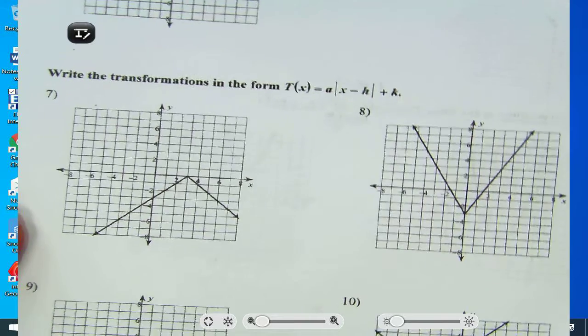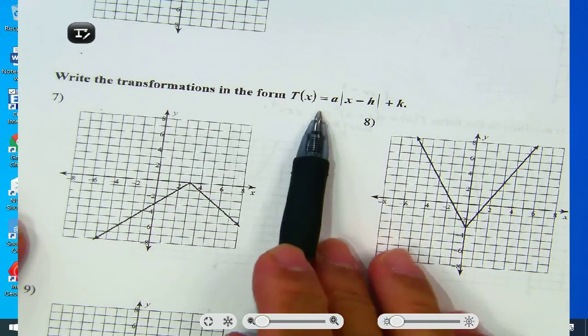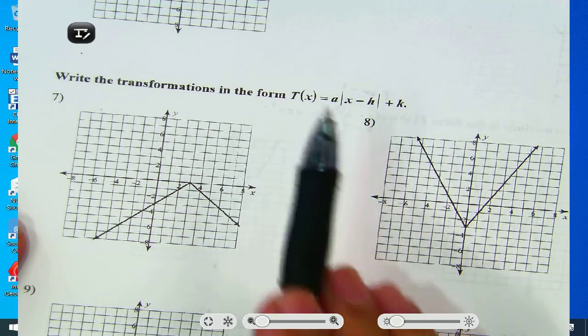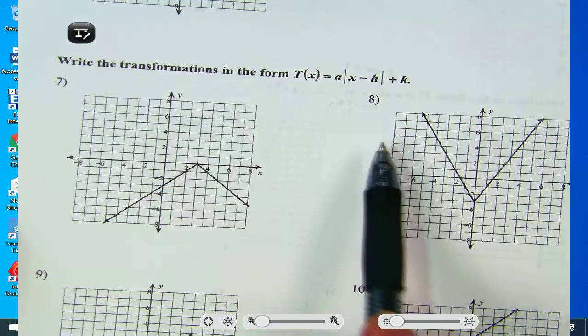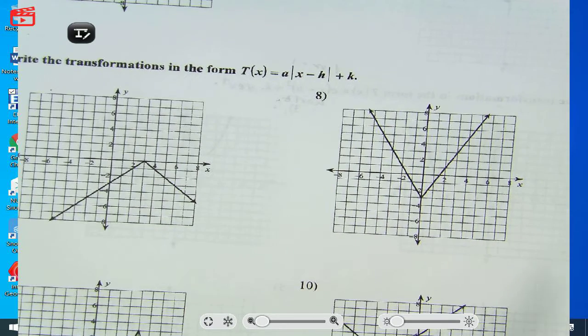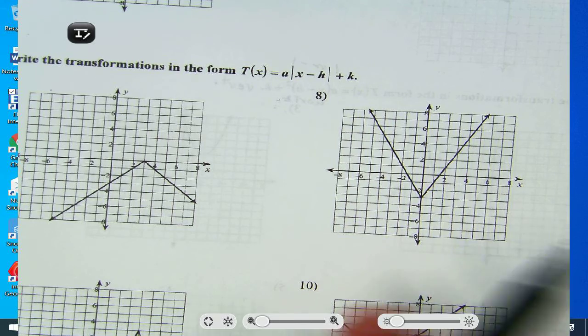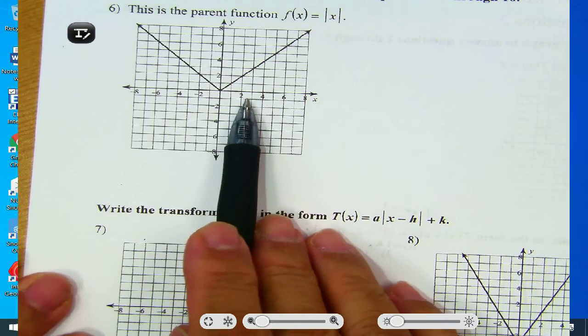So on the front, A was limited to positive or negative 1. On the back, there is no limit on the A, other than it can't be 0. A can't be 0, but it could be just about anything else. So I'm going to do an example where A is not 1. Let's do number 9. Okay, so this is what the original function looks like, right?